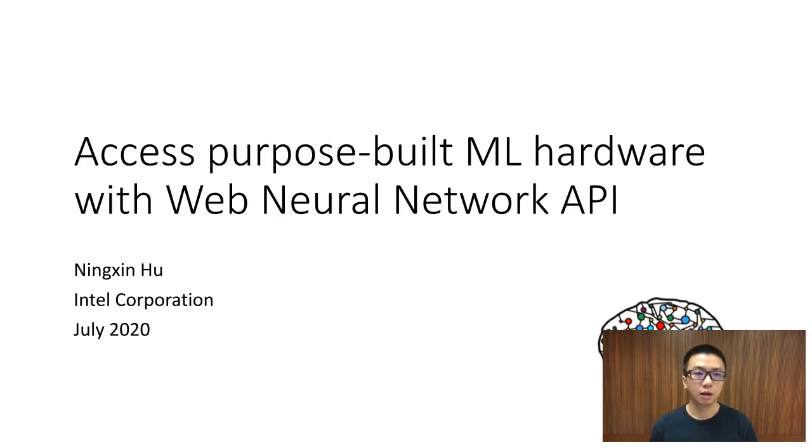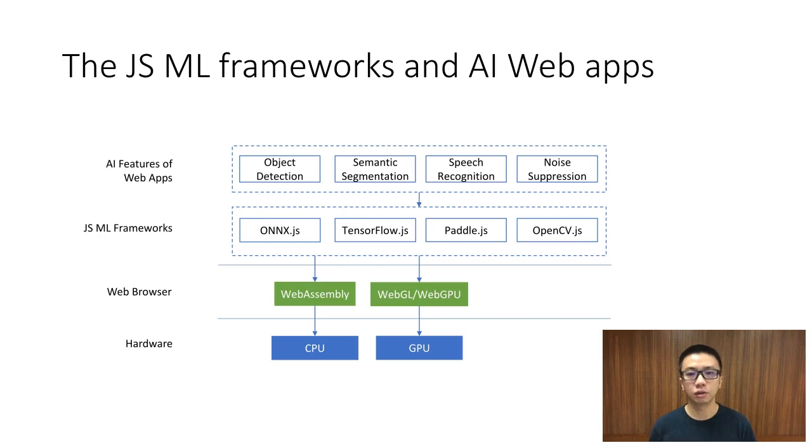Slide 2. As you know, in the last decade, machine learning, in particular deep learning, has been getting increasingly important and widely applied in many applications like computer vision, speech recognition, and noise cancellation. Nowadays, thanks to the emerging JavaScript machine learning frameworks, web apps can easily incorporate this innovative usage by running the machine learning models in the web browser. Underlying those frameworks usually leverage WebAssembly, WebGL, and WebGPU to run the machine learning computation on CPU and GPU respectively.